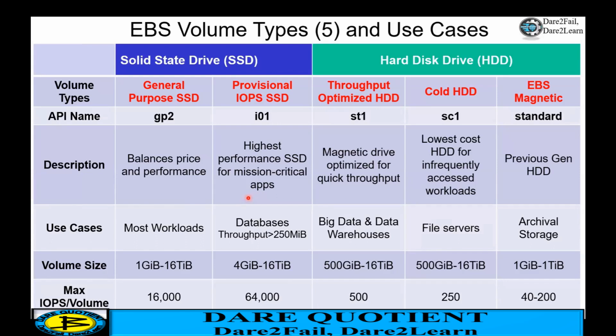The API names are the names attached that go with that. The general purpose SSD is referred to as GP2. GP2 is for general usage, and you don't need any specification to use that. It balances price and performance. The use case is for most workloads that we do every day. We can use a general purpose SSD.